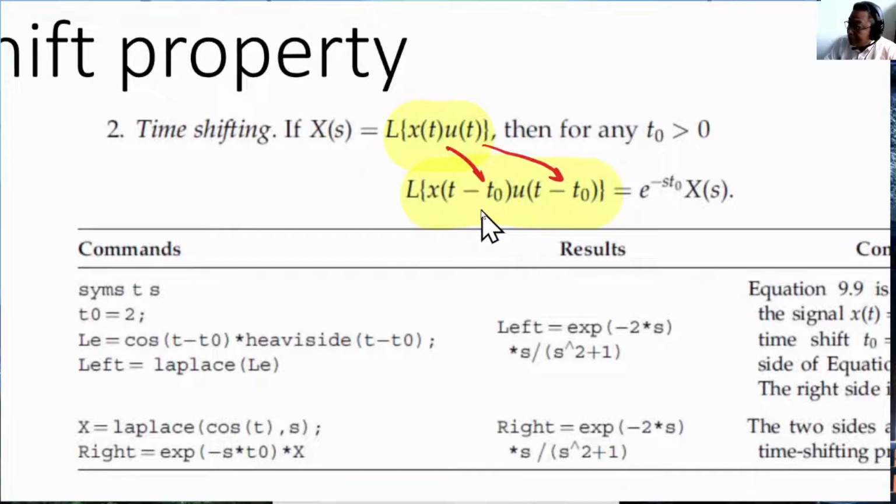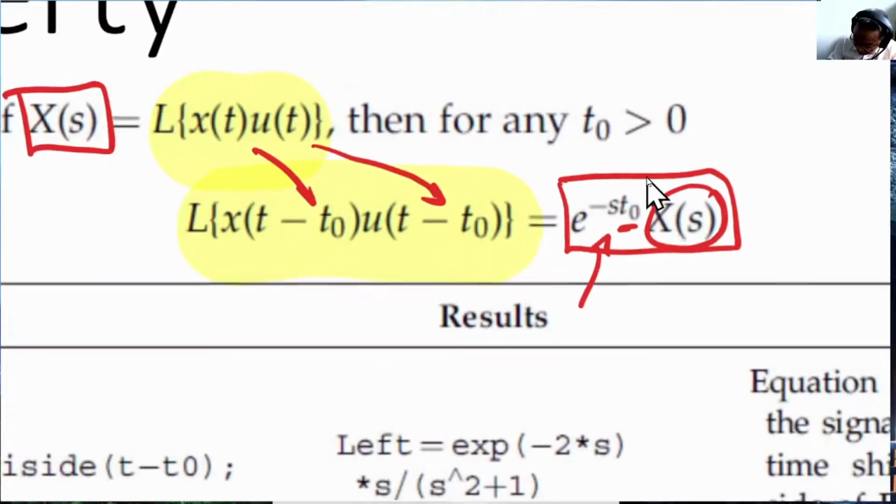There is a close relationship between X of s and its delayed version. The answer is that we still have X of s, and the delay introduces this additional term e minus s t0, and then the delay is represented by that t0 over here. So this t0 in time becomes e minus s t0 in the s domain.